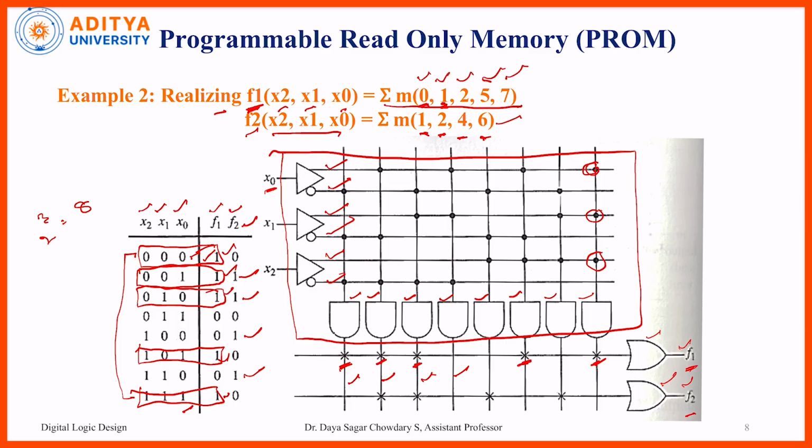Likewise the f2 equation contains 1, 2, 4, 6. So here 1, 2, 4, 6. Here we have to keep these fuses at the input terminals of the OR gate at 1, 2, 4, 6. Remaining we can remove. So likewise we can construct any Boolean expression or Boolean equation or Boolean function with the help of this concept. So this is very easy.